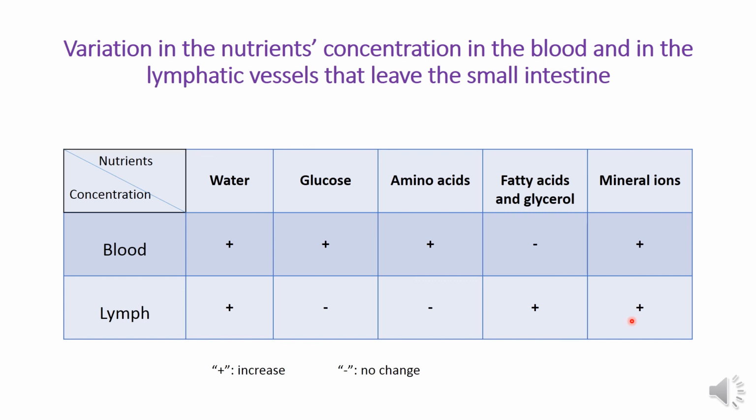As a result, water, glucose, amino acids, and mineral ions cross the wall of the small intestine into the blood vessel, while water, fatty acids, glycerol, and mineral ions pass into the lymphatic vessel.